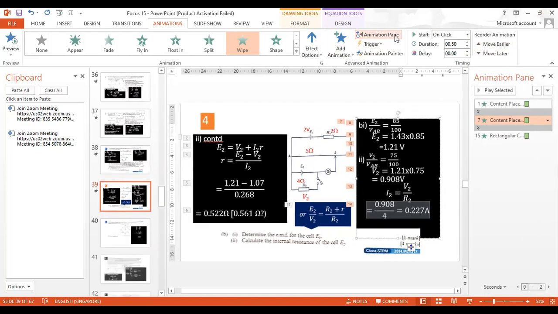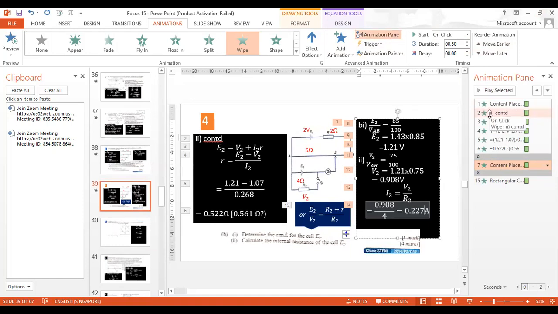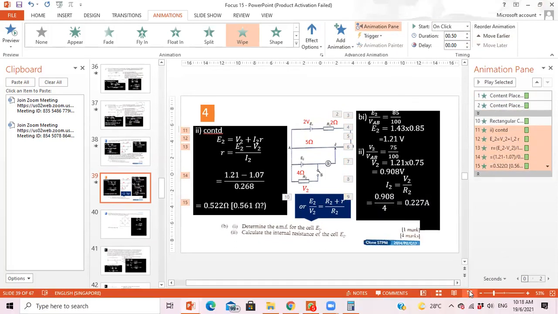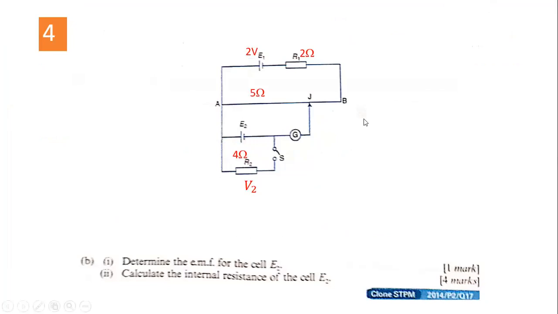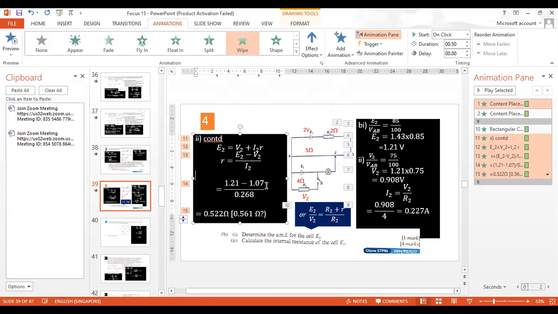Let me just change the thing. Sorry. Have to do all the correction first. E2, this one should be 0.227.